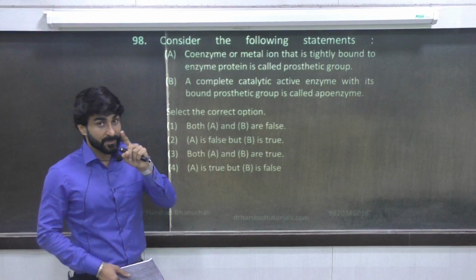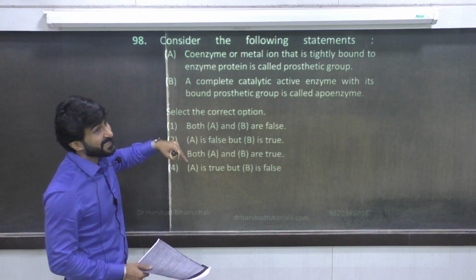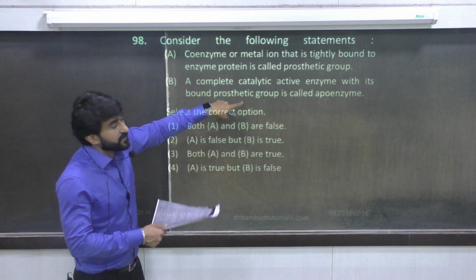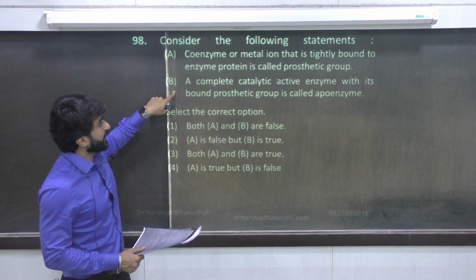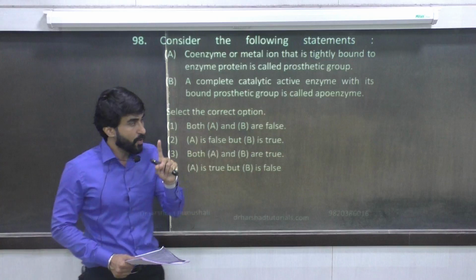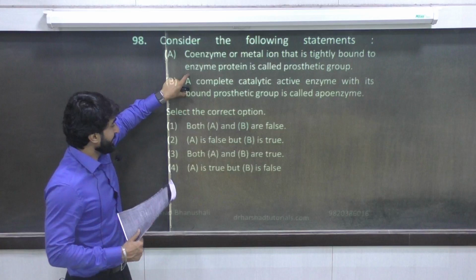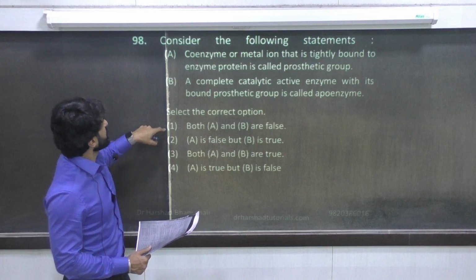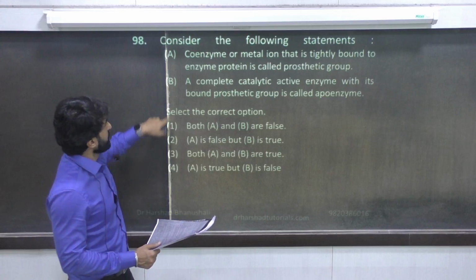Don't call them prosthetic groups. Prosthetic groups are organic compounds, not metal ions. The second statement says a complete catalytically active enzyme with its bound prosthetic group is called apoenzyme. Again, a wrong statement. The reason this is a wrong statement is because an apoenzyme is only the protein part of the enzyme, not the entire one. So this is a wrong statement too. So according to me, the answer for this would be both A and B are false. So question number 98, both A and B are false. This statement is false, this statement is false too.